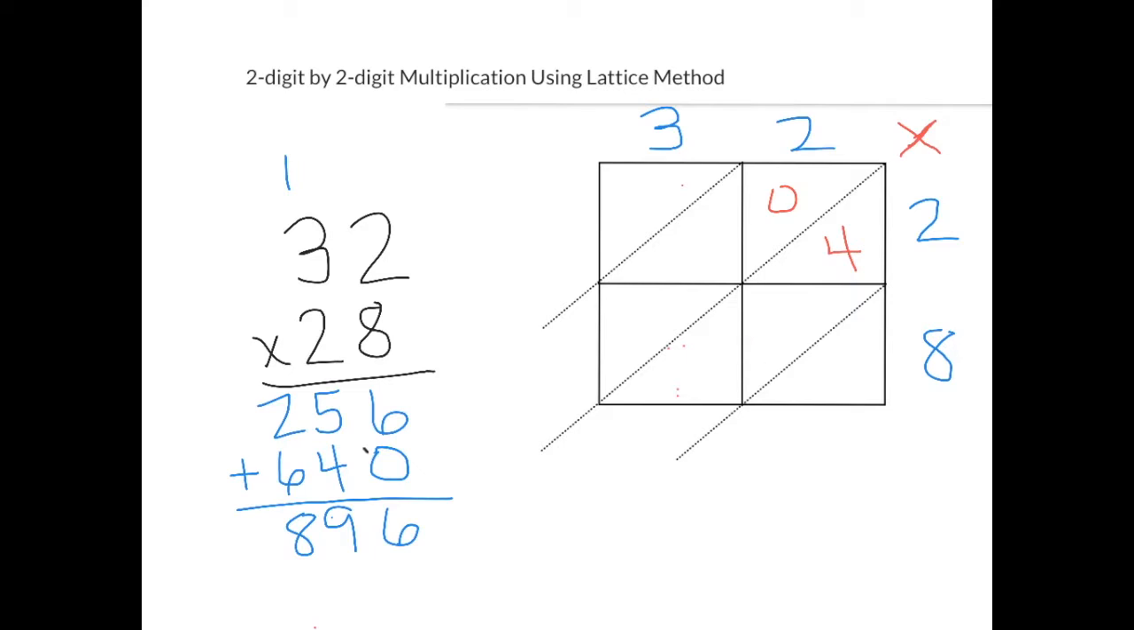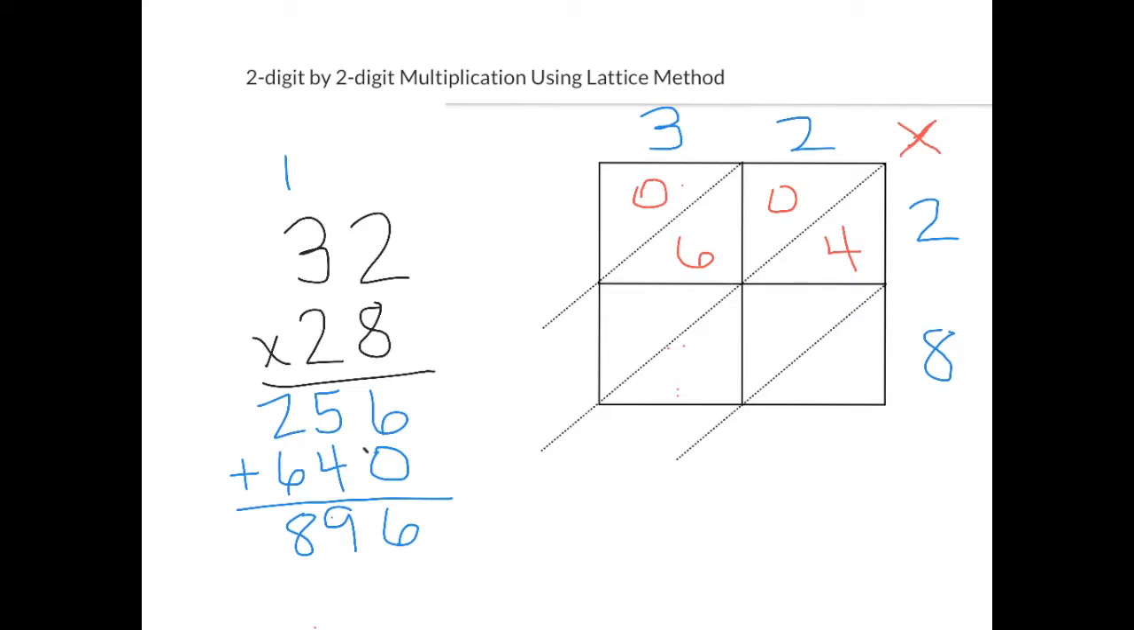The next two numbers I need to multiply are 3 and 2. And the answer will go in this box. 3 times 2 is 6. That's a 0 and a 6 because there are no tens.